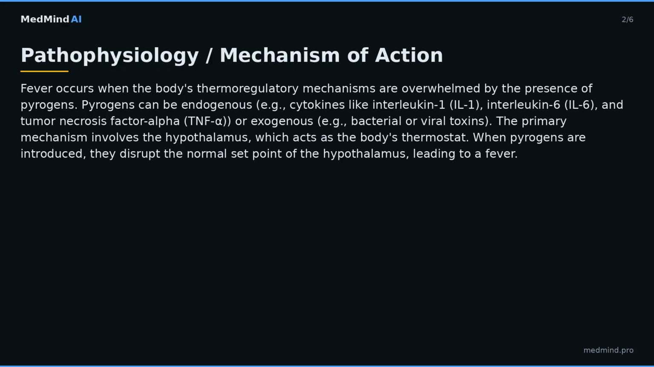The process begins with the activation of the immune system, which releases pyrogens. These pyrogens then act on the hypothalamus, causing it to reset its temperature regulation to a higher set point. This results in increased heat production and decreased heat loss, leading to a rise in core body temperature. The body also increases metabolic rate and shivering to generate heat, which further contributes to the fever.